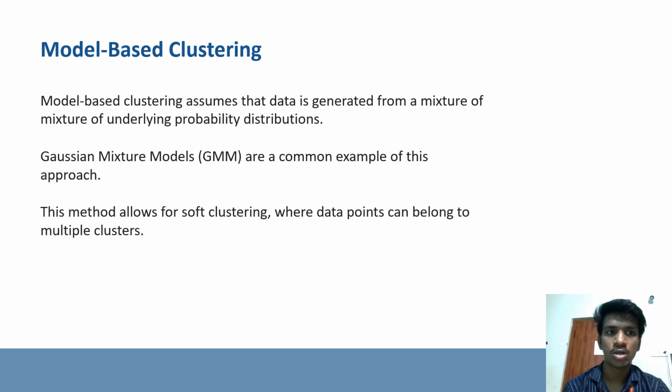Model-based clustering. Model-based clustering assumes the data is generated from a mixture of underlying probability distributions. Gaussian mixture models are the most common example for this approach. This method allows for soft clustering where data points can belong to multiple clusters.